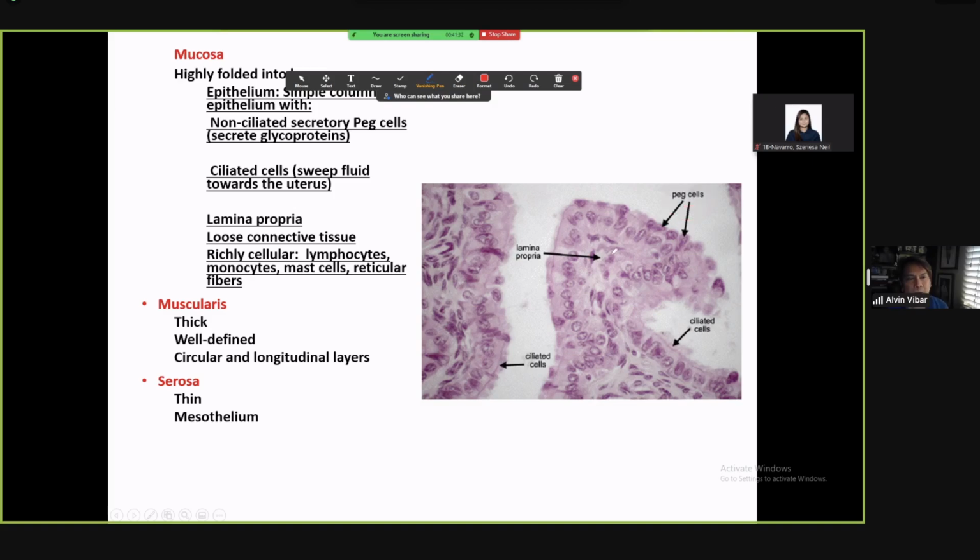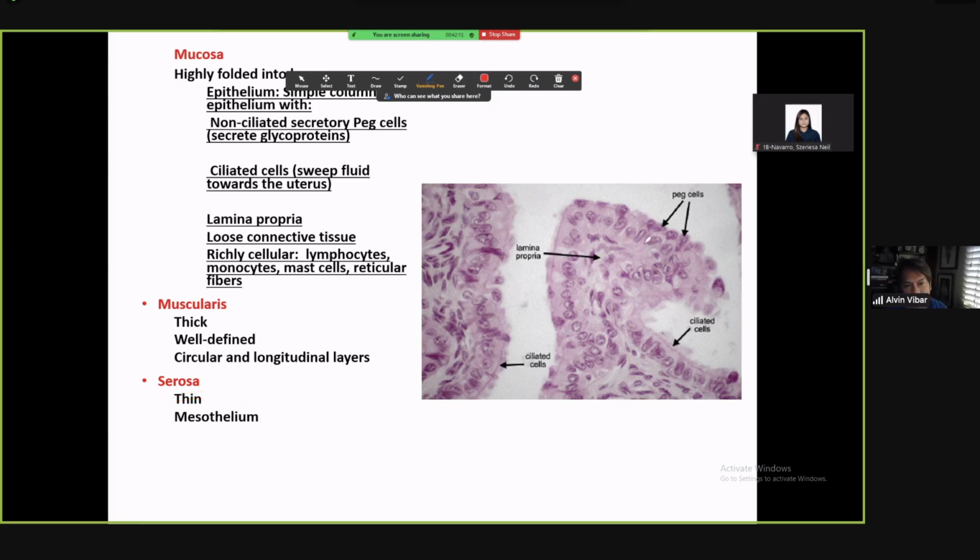Beneath the lining epithelium is the lamina propria, which is made up of loose connective tissue. Then you have your tunica muscularis layer, which is made up of circular and longitudinal layers. And the serosa is a thin mesothelium. I hope you still remember the meaning of mesothelium. If it is mesothelium, it is lined by a simple squamous epithelium.